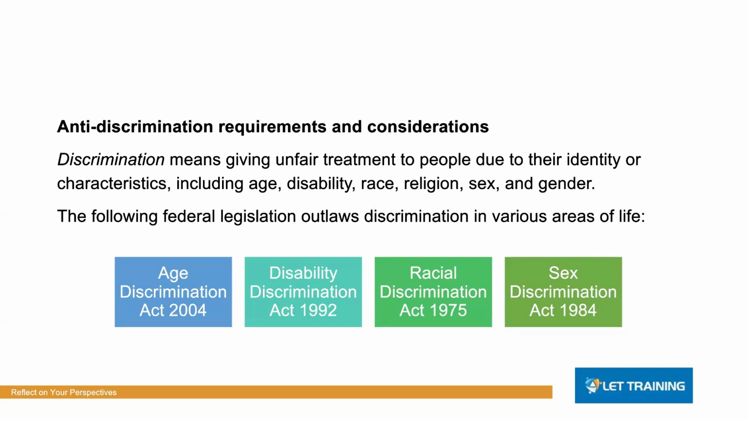The Racial Discrimination Act 1975. The Act prohibits racial hatred, sometimes called vilification, based on a person's race, colour, national or ethnic origin. Sex Discrimination Act 1984. This Act makes it unlawful to discriminate against a person because of sex, marital status, or pregnancy. Sexual harassment and termination from employment because of family responsibilities are considered unlawful.